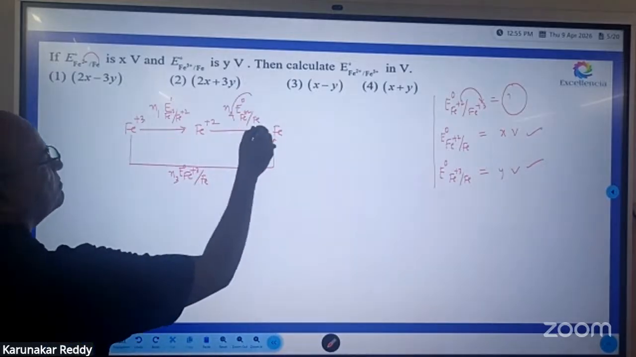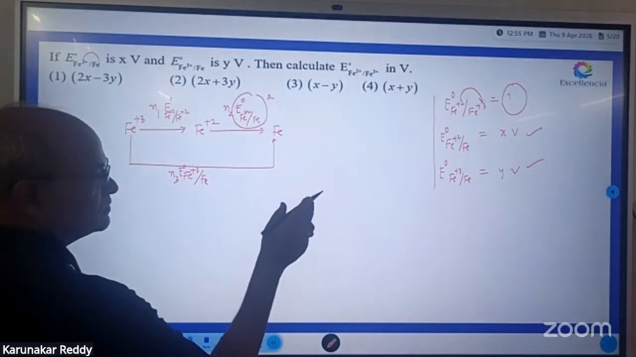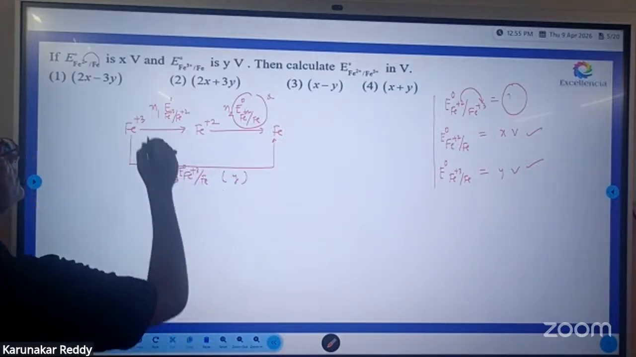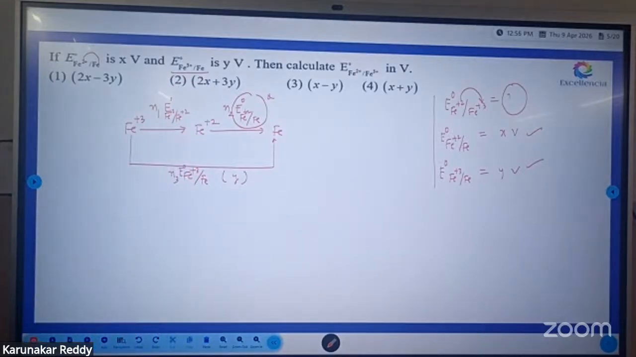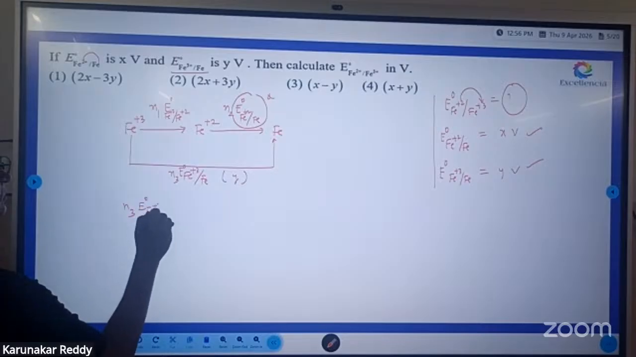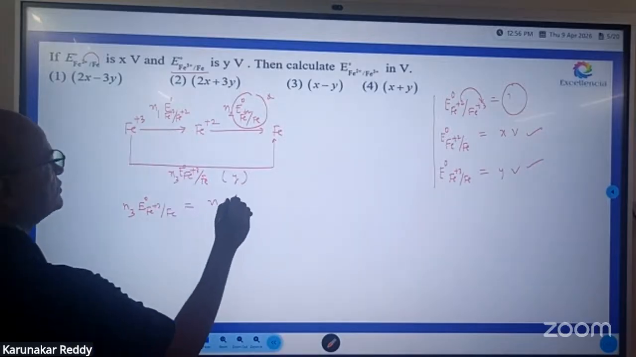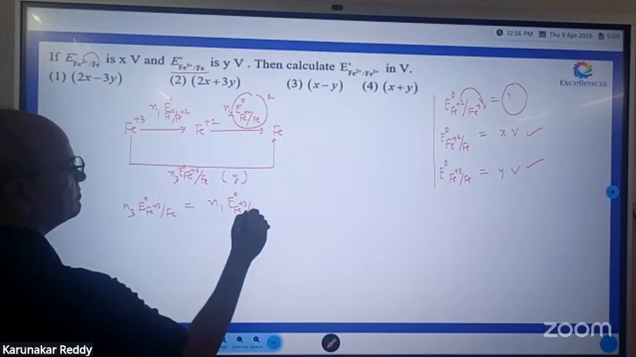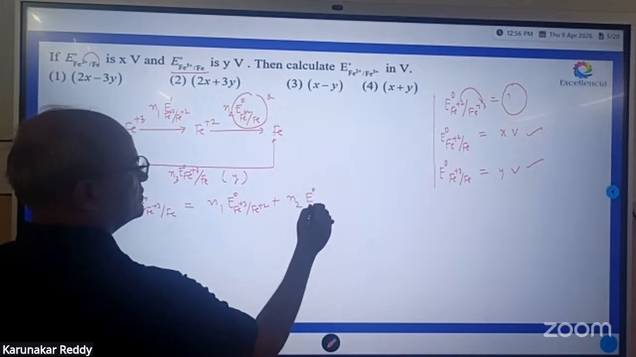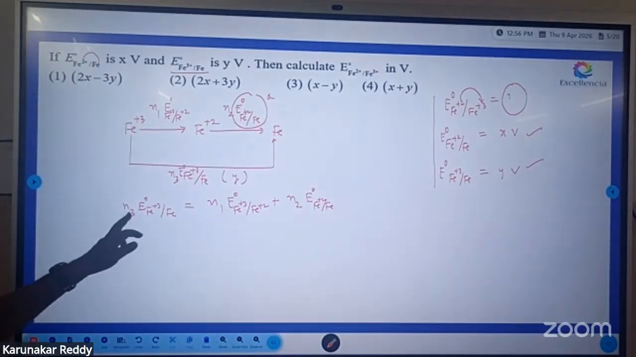This value they gave us, Fe plus 2 to Fe, is given as X. And Fe plus 3 to Fe, they gave us as Y. Now, you can write N3 times the electrode potential of Fe plus 3 to Fe, which is equal to the number of electrons involved for the conversion Fe plus 3 to Fe plus 2, plus N2 times the standard electrode potential of Fe plus 2 to Fe. Now, whatever data they gave, I'm going to substitute there.